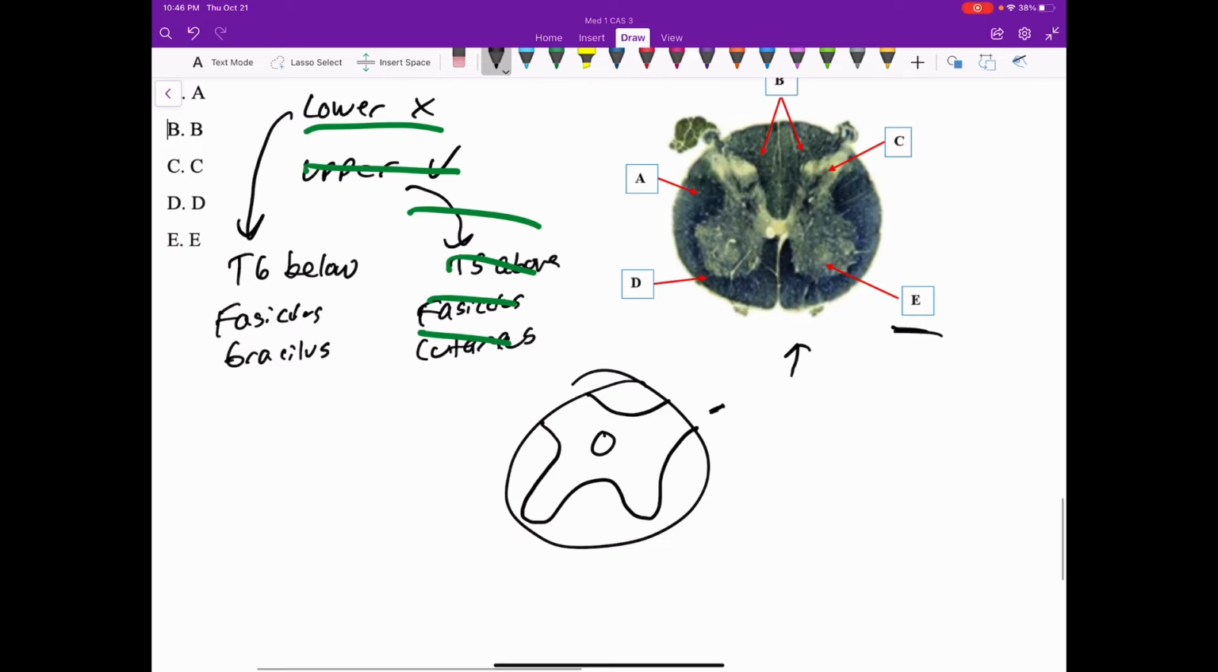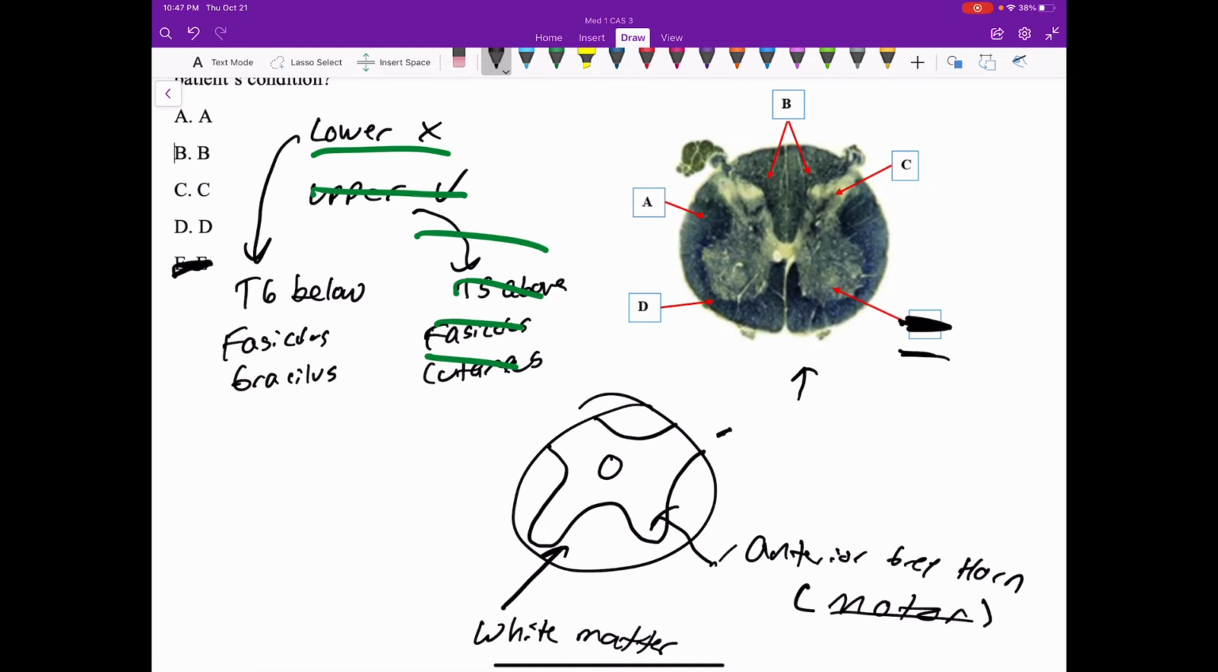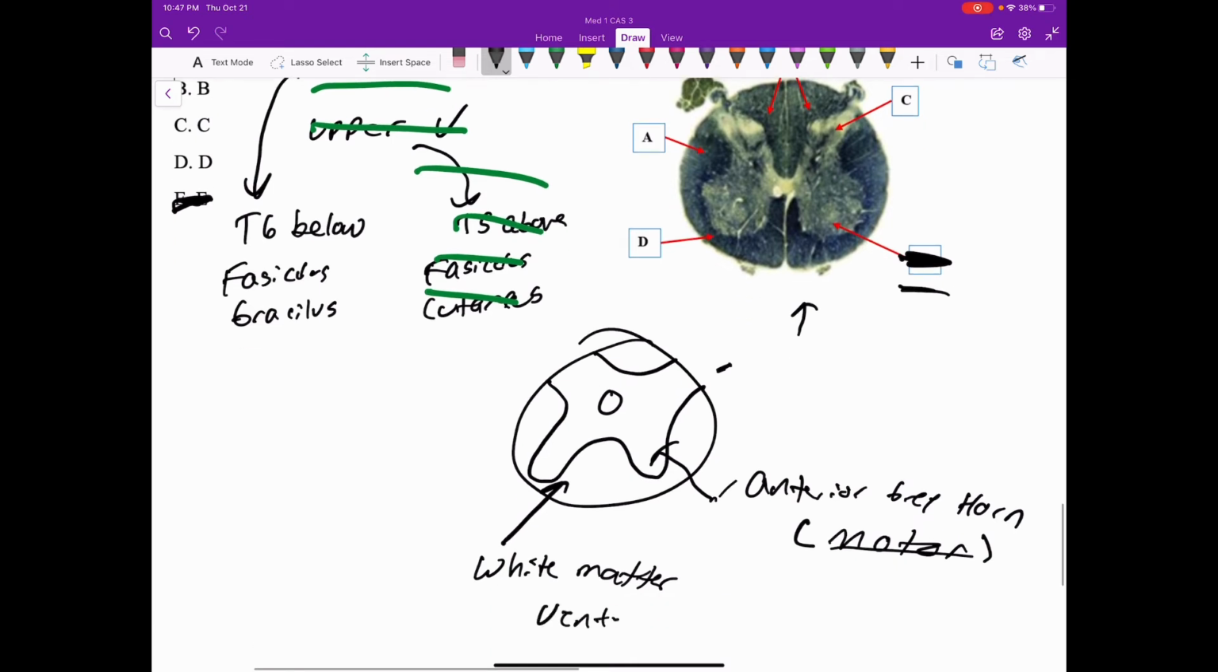Well, E is pointing to what? The anterior gray horn. And what did we say this was used for? Well, this is for motor, so this is automatically out, so we can cross out E. E's a goner. Okay, what is D pointing to? Well, D is pointing to white matter, right? So this might be right, because it could be a tract. Where, though? It looks ventral. Could be a little bit lateral, but we don't know. What's A pointing to? Well, A is also pointing to white matter, but it's pointing to lateral white matter, so it could be right too.